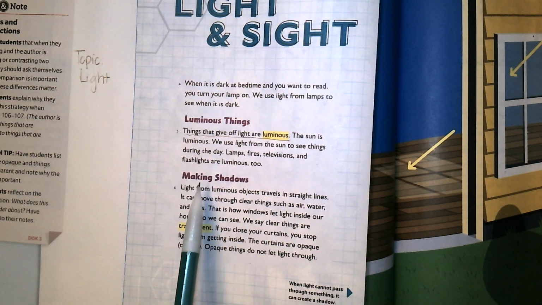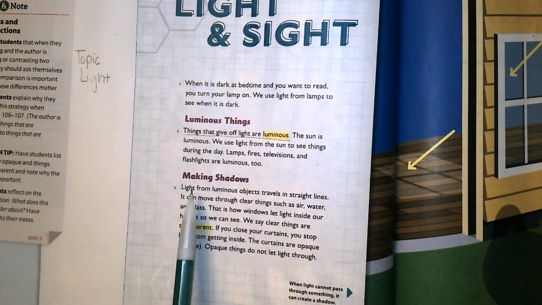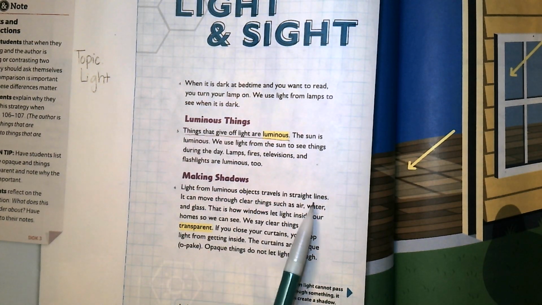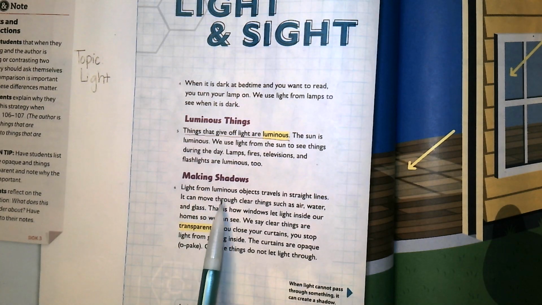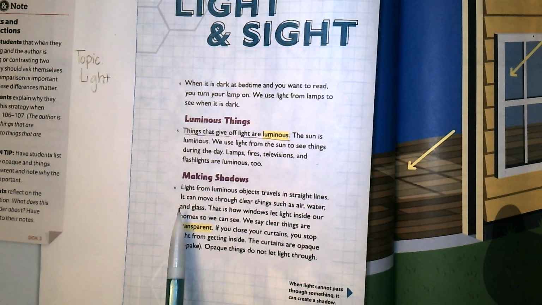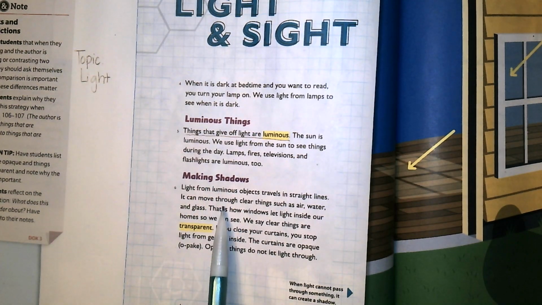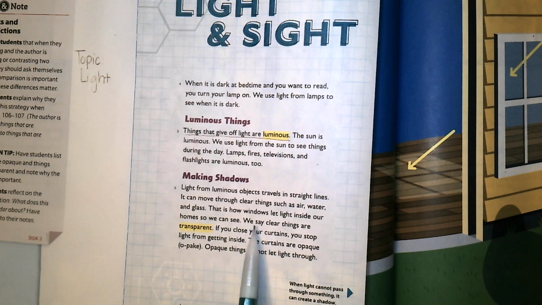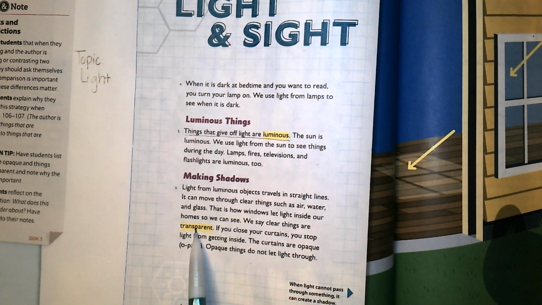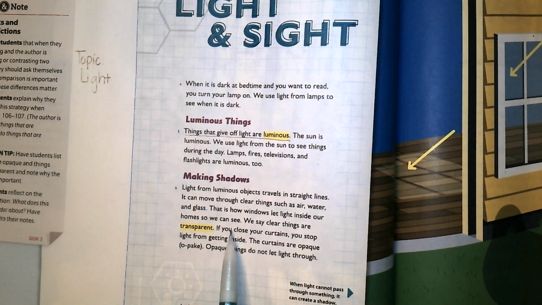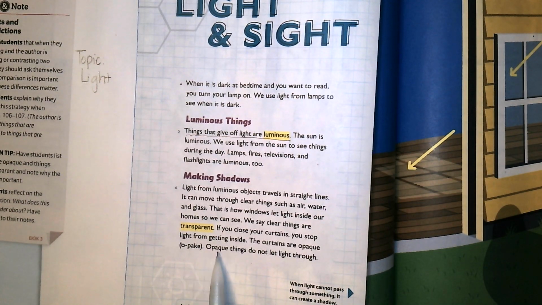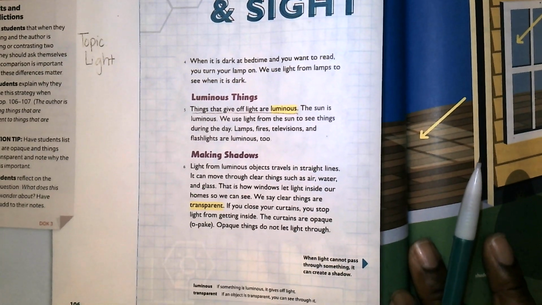All right, so I'm just going to go down here to making shadows. Light from luminous objects travels in straight lines. It can move through clear things such as air, water, and glass. Now, I don't need to underline this so far because it's not talking about shadows yet. That is how windows let light inside our homes so we can see. We say clear things are transparent. If you close your curtains, you stop light from getting inside. The curtains are opaque. Opaque things do not let light through.